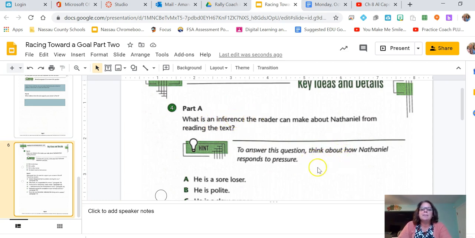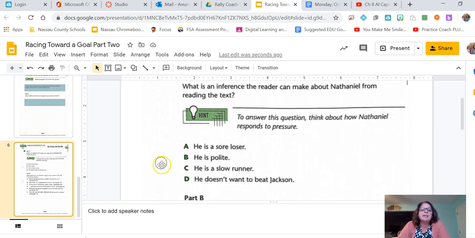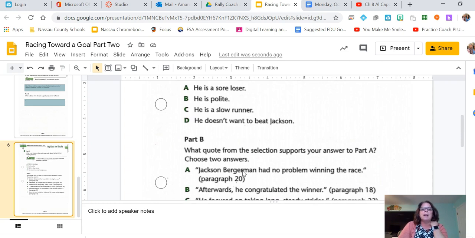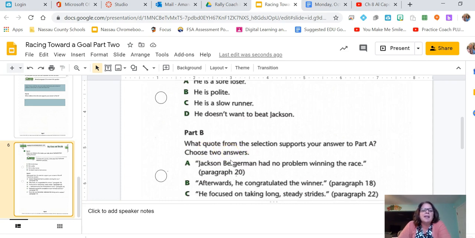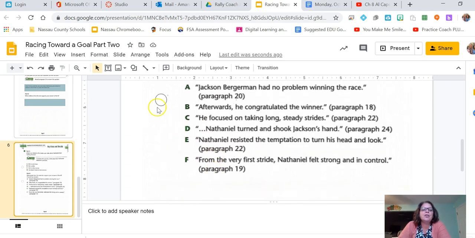To answer this question, think about how Nathaniel responds to pressure, to the pressure of the race, the pressure of him stumbling during the race, the pressure of seeing all of the middle school on the football field. So whatever answer you think, you want to take this little circle and drag it over either A, B, C, or D. And then part B, what quote from the selection supports your answer to part B? Look at this, what this says. Choose two answers.